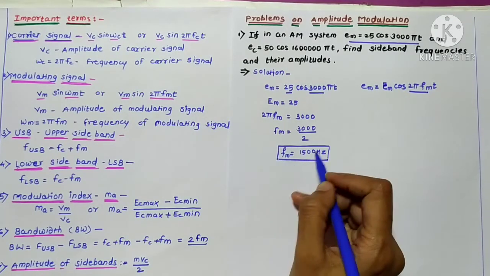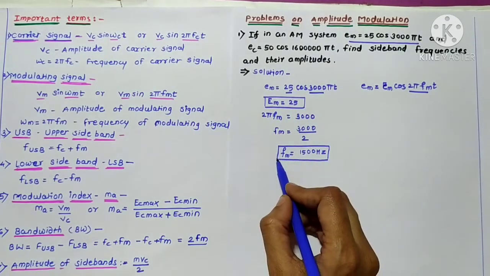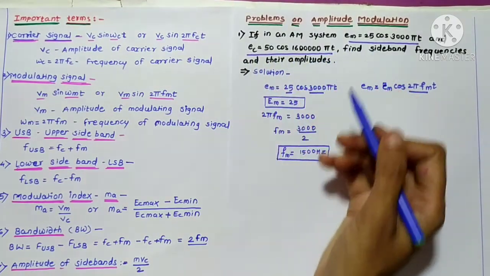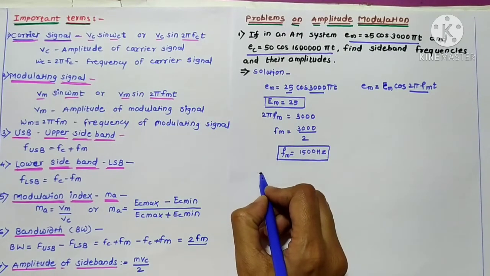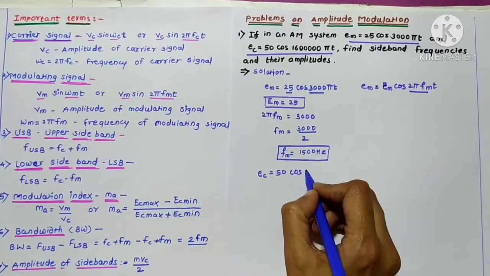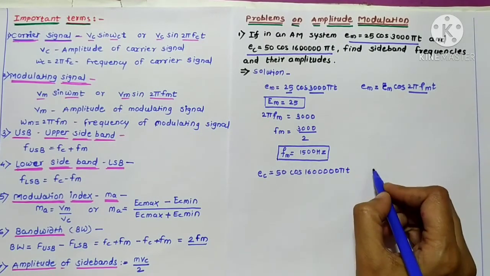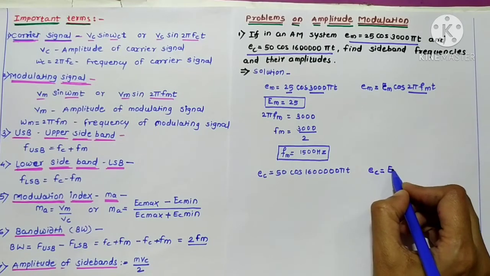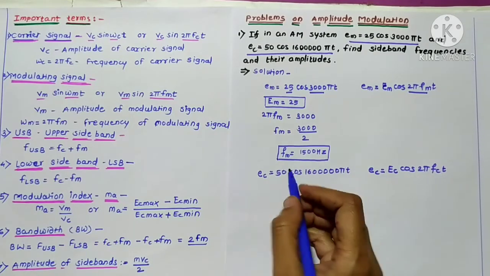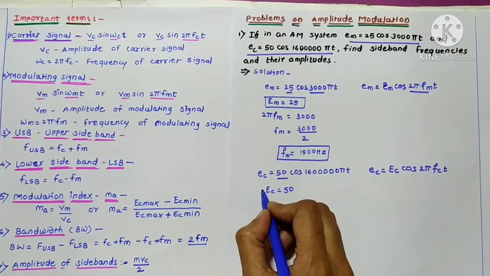now this is amplitude of modulating signal and frequency of modulating signal. What about this second equation? This is the equation for carrier. So it is given in terms of EC 50 cos 16 lakh pi t, and we know that EC is equal to EC cos 2 pi fct. Okay, so here EC is equal to how? Yes, it is 50 volt.